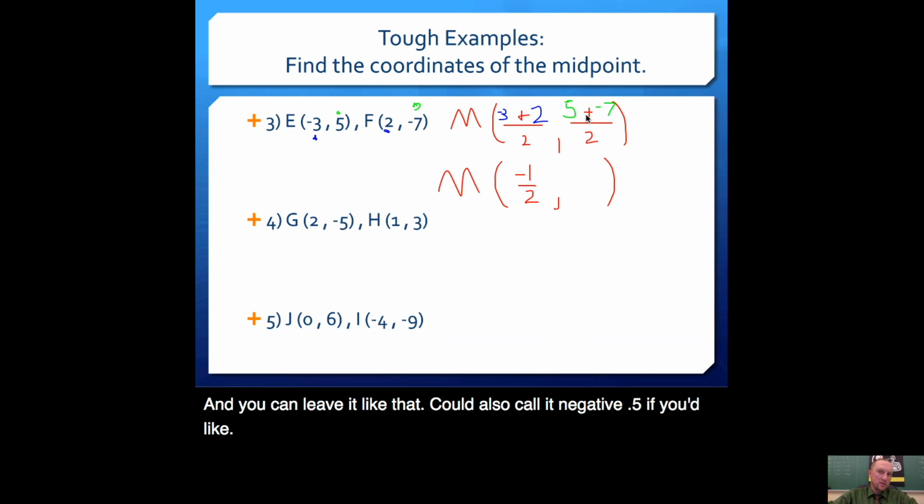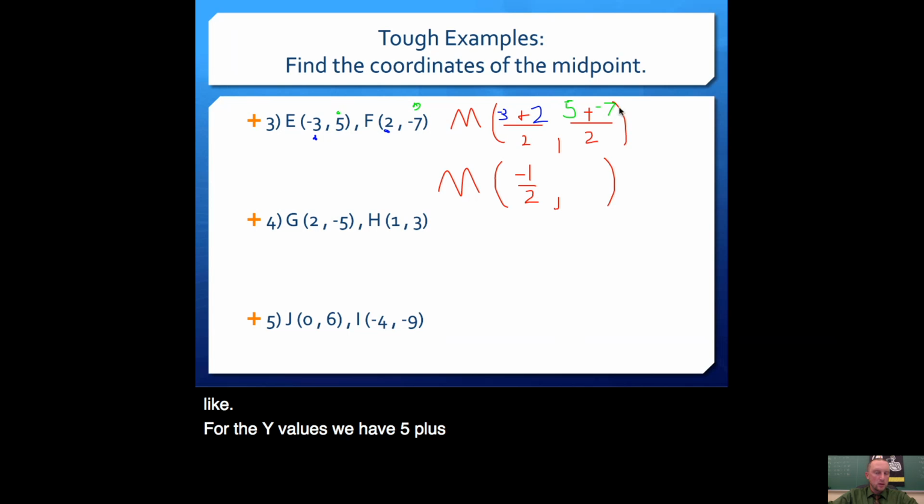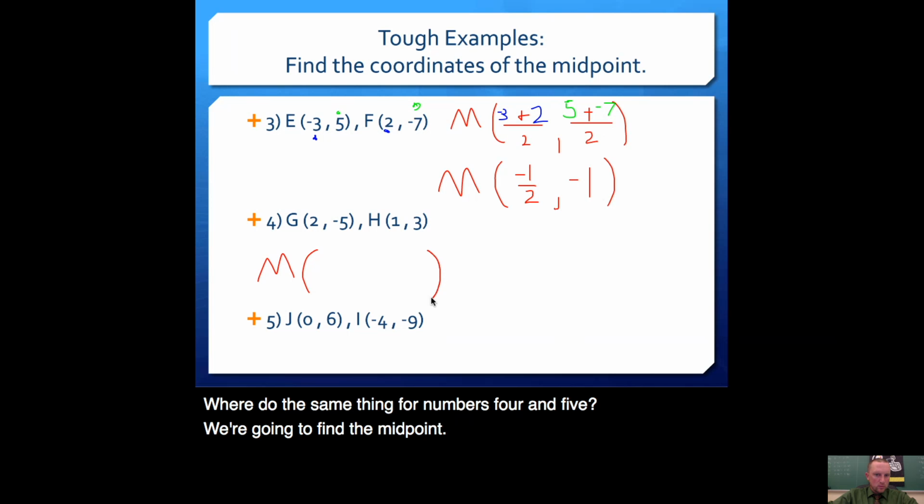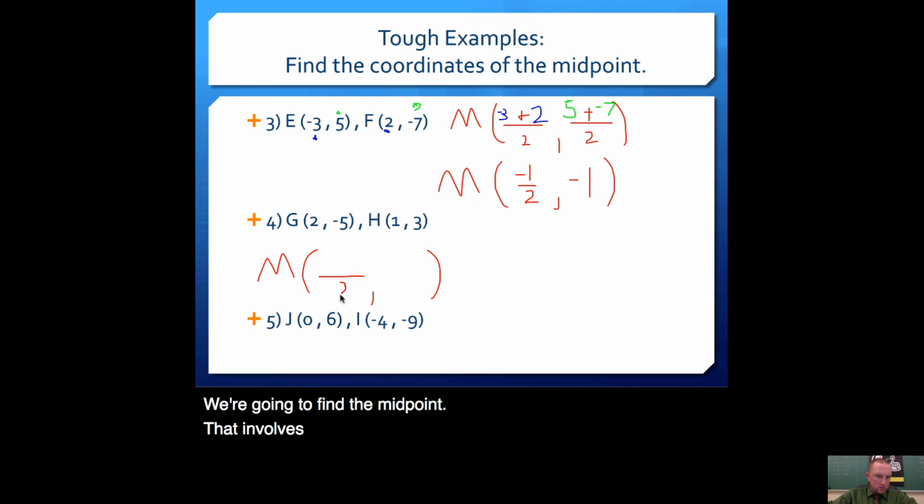For the y values, we have 5 plus -7. That gives you -2. When you divide that by 2, it gives you -1. So our midpoint lives at -1/2, -1. We're going to do the same thing for numbers 4 and 5. We're going to find the midpoint. That involves averaging two different times.